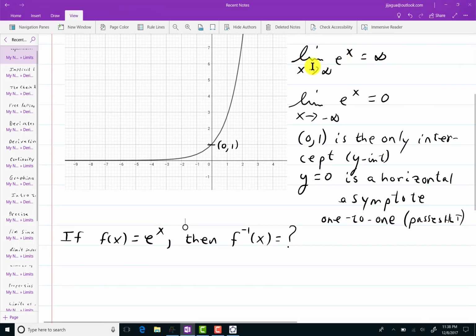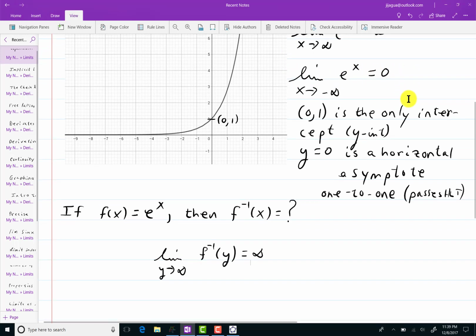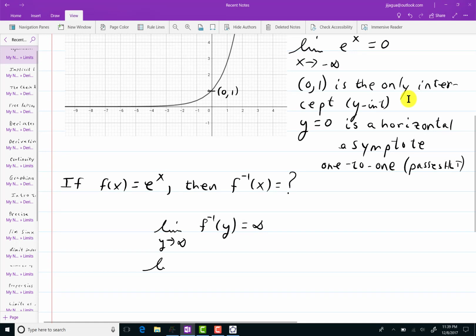So this first one can be written as the limit as y goes to infinity of f inverse of y equals infinity. e to the x is the f function, so f inverse, of course, is what we're dealing with now. In the second one, I can do the same thing. The limit as y goes to negative infinity of f inverse of y equals 0.